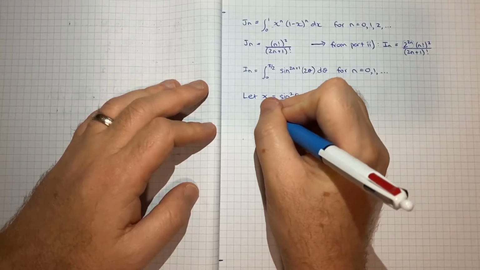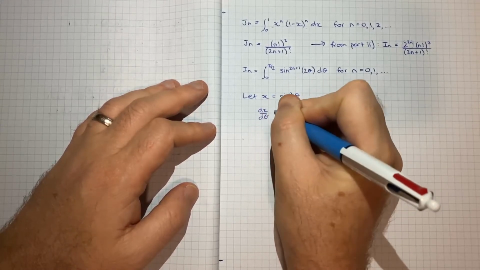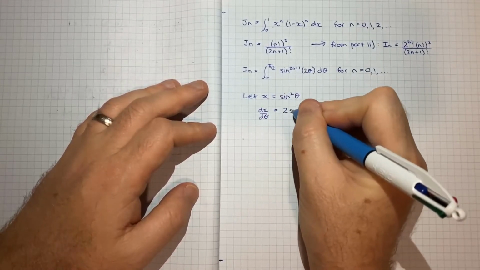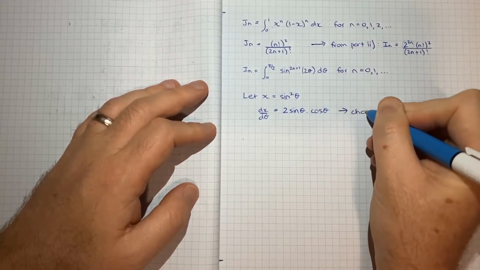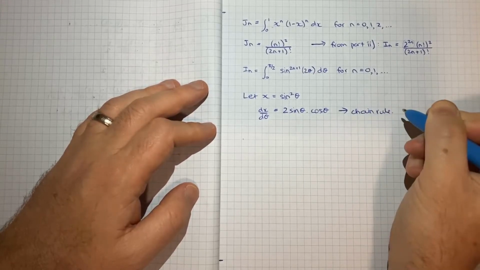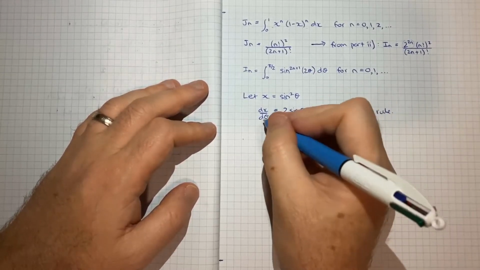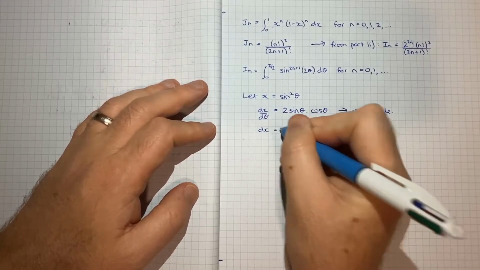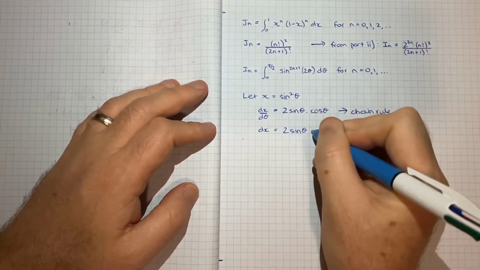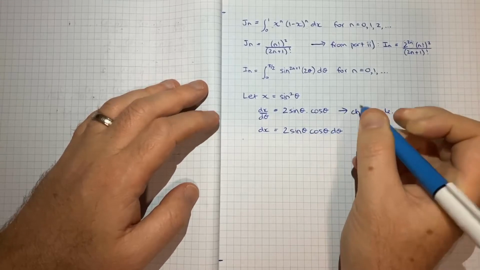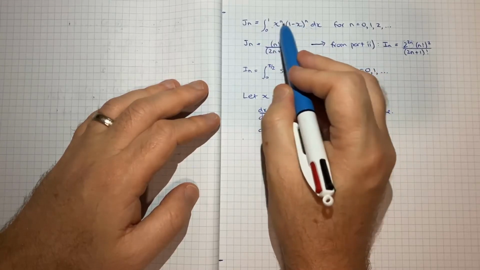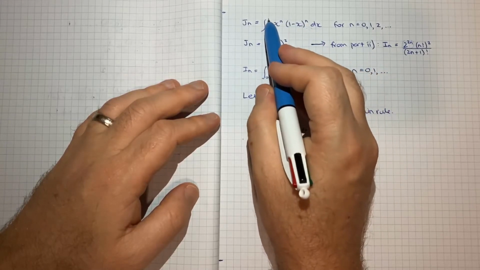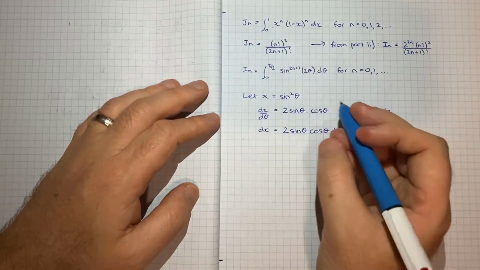So from there, we know that dx d theta would equal 2 sine theta times cos theta, and that's just using the chain rule to get to that. So therefore, the dx would be equal to 2 sine theta cos theta d theta. So we know what we can substitute in here for dx. We know what we're going to substitute in for x. And so now we just need to convert these bounds of the integral.